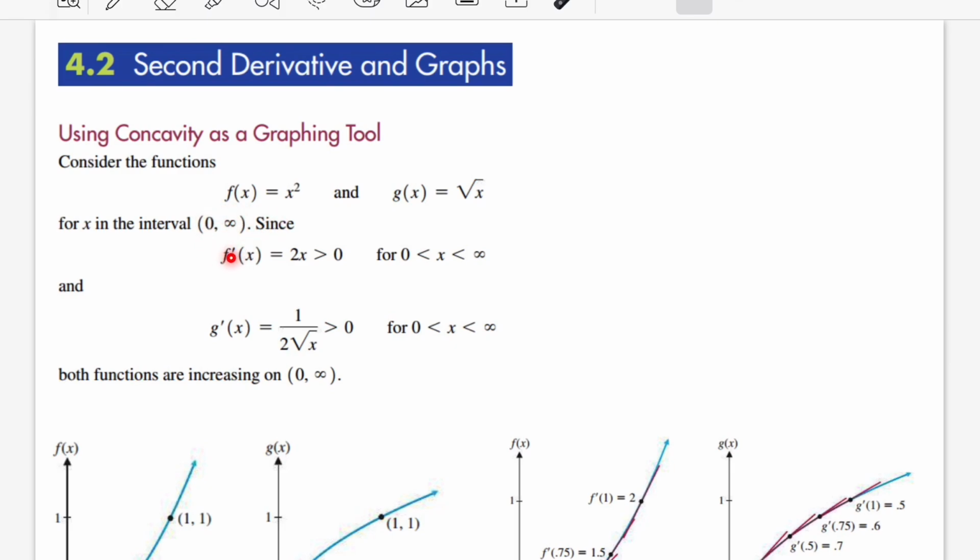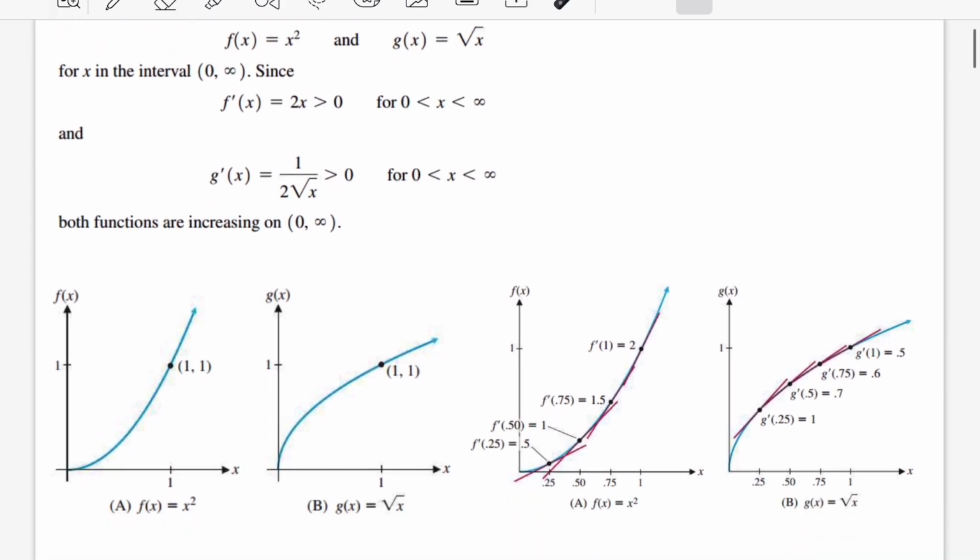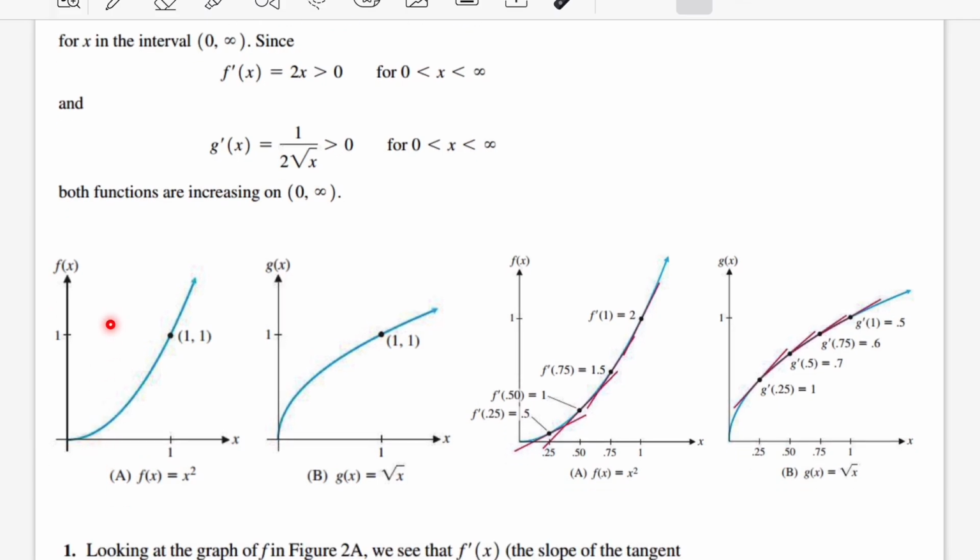And we see that the derivative of our function f of x is going to be 2x, and that'll always be greater than 0 on this interval here. And similarly, the derivative of g of x here is always going to be greater than 0 on our interval as well. And both functions are increasing on this interval. So here's the graph of f of x and the graph of g of x, and as we can see, from 0 all the way to infinity, both of these functions are increasing.